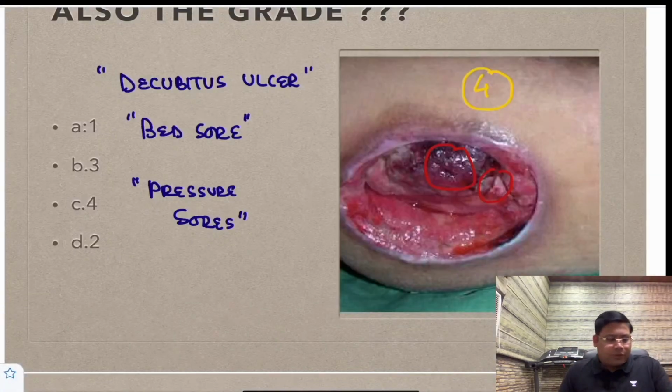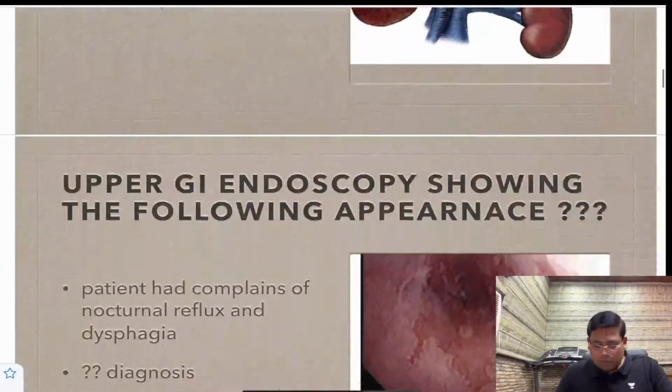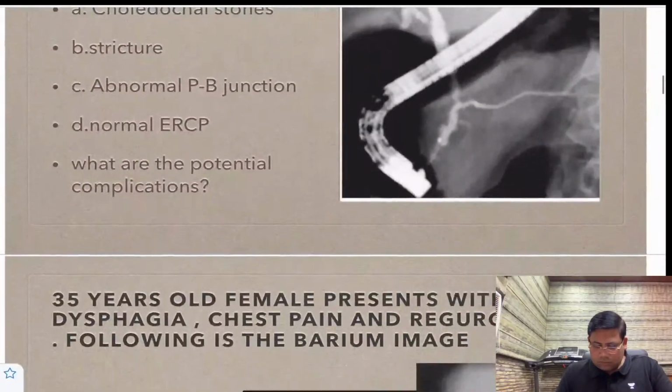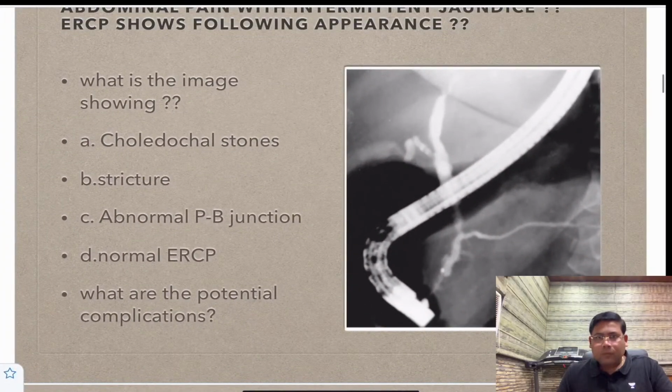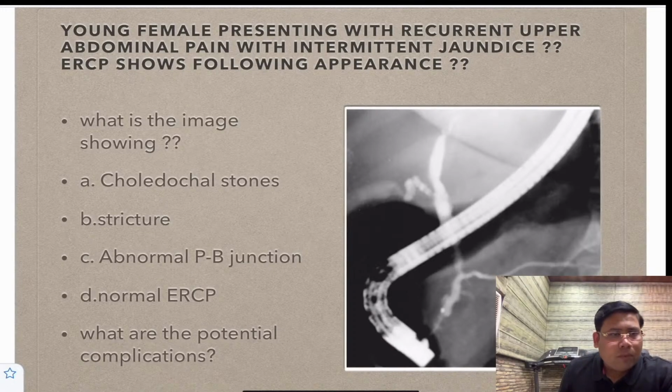So let us do one more question. Answer this question. A young female presenting with recurrent abdominal pain with intermittent jaundice and ERCP shows the following thing. Tell me, what is it? Tell me what is it?